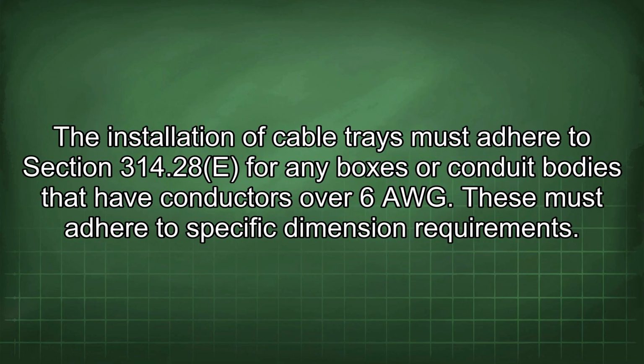The installation of cable trays must adhere to Section 314.2080 for any boxes or conduit bodies that have conductors over 6 AWG. These must adhere to specific dimension requirements.